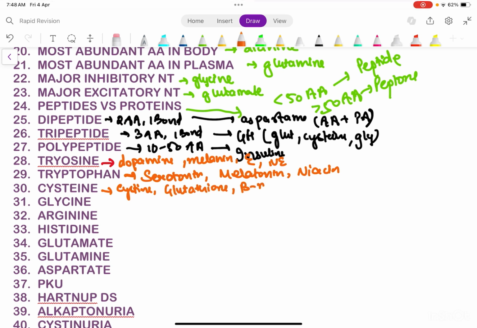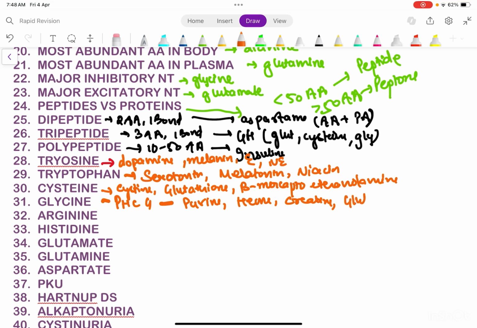Cysteine is responsible for glutathione and beta mercaptoethanolamine. Then glycine gives a number of things, PHCG. So you can remember it as purine, heme, creatine, glutathione.